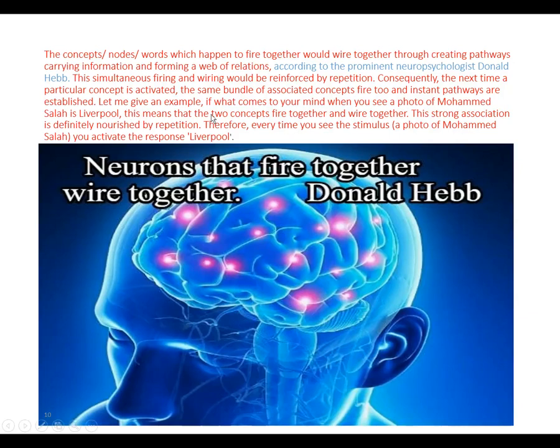Let me give you an example. What comes to your mind when you see a photo of Mohamed Salah? لو جبت لك صورة كده لمحمد صلاح and I ask you what comes to your mind, you'll say Liverpool. Okay, this means that the two concepts, محمد صلاح and Liverpool, fire together. بيجوا لك مع بعض على طول وبيتactivated together and wire together. They make connections. في بينهم بقى neural networks. The strong association is definitely nourished by repetition. So every time I mention Liverpool, you recall Mohamed Salah.